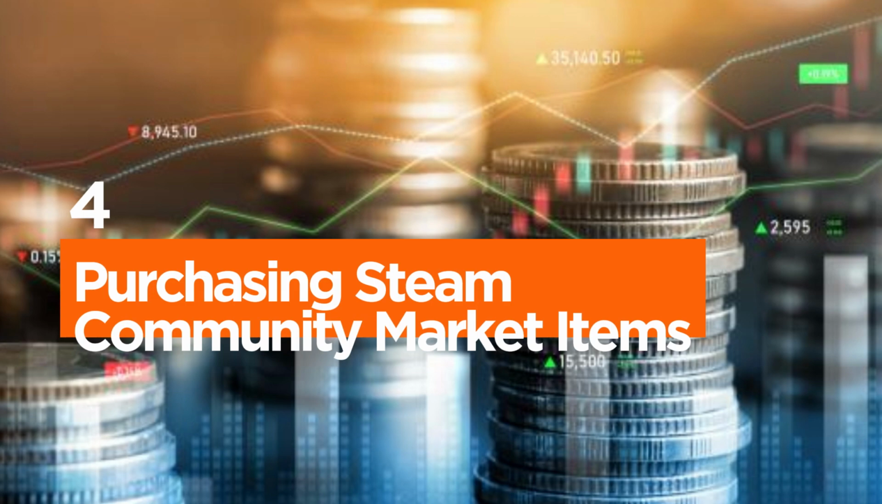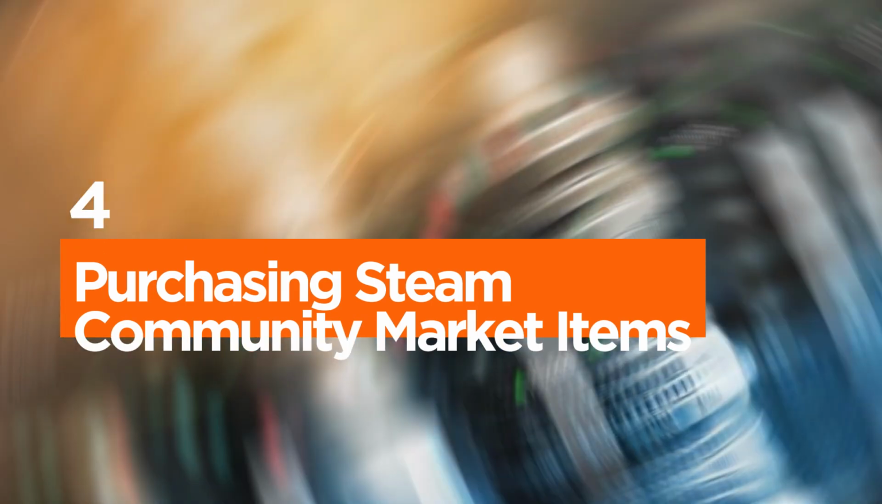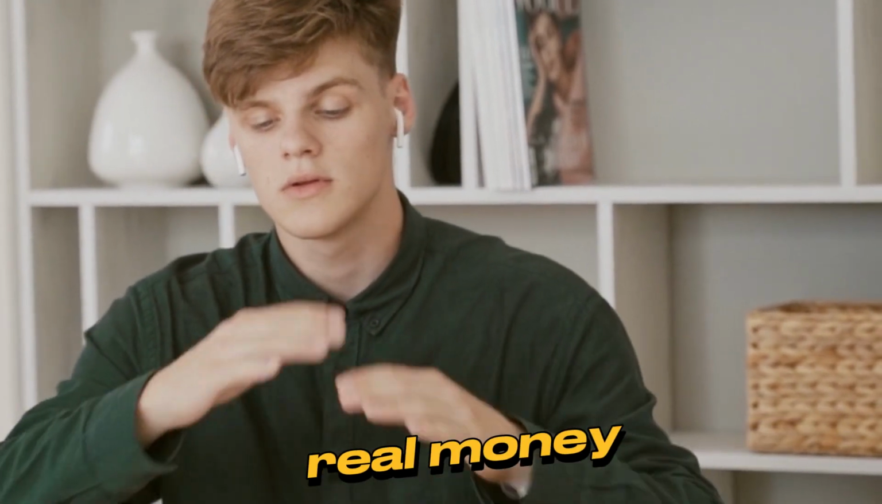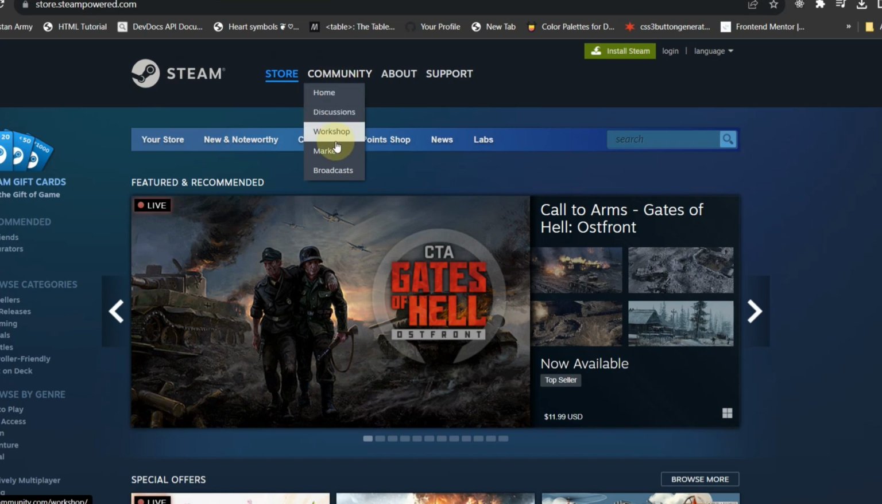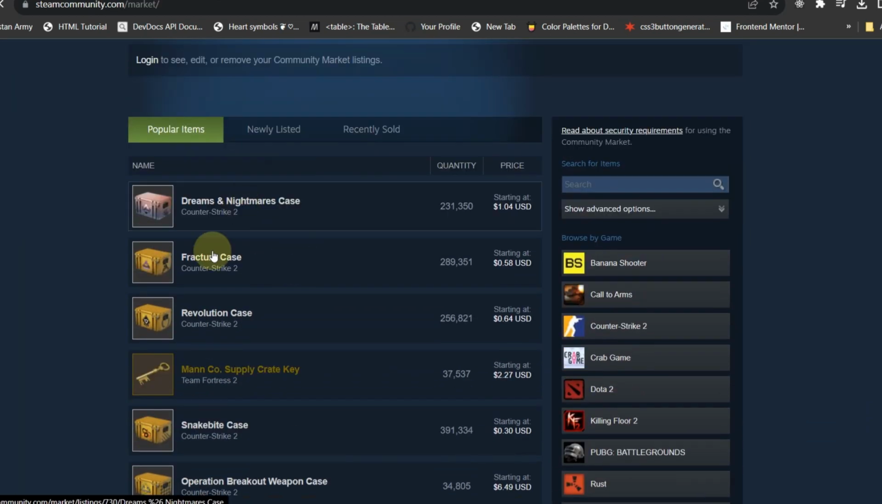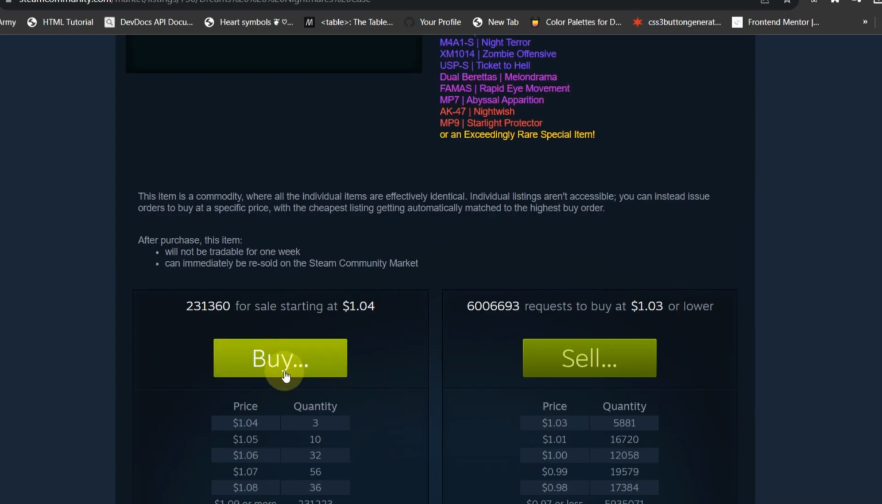Number 4. Purchasing on the Steam Community Market. But we're not done yet. To convert the Steam wallet funds into real money, you'll need to use them within the Steam Community Market. Head back to the market and find an item you'd like to purchase with your Steam wallet funds.